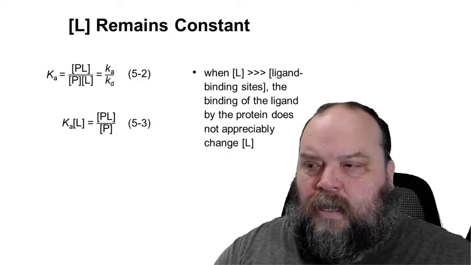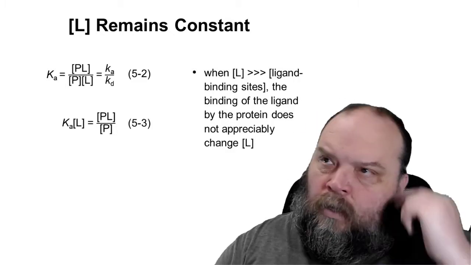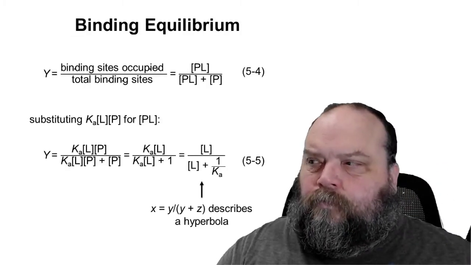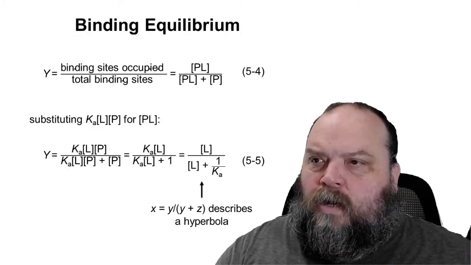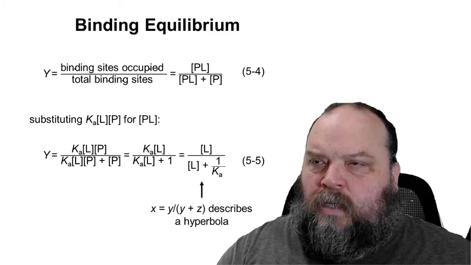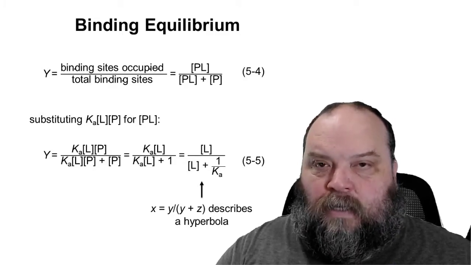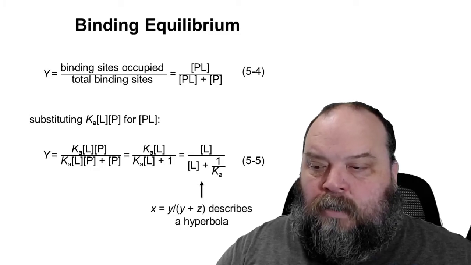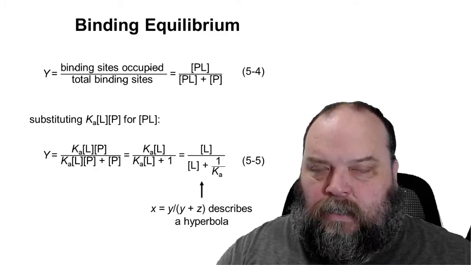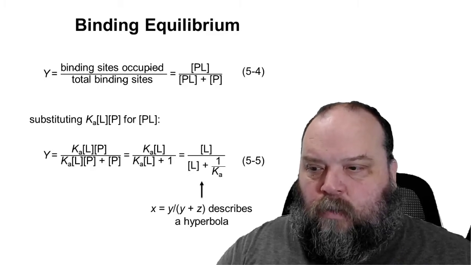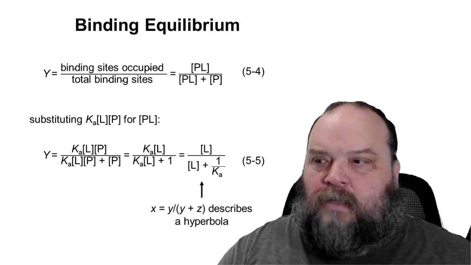So we need to keep an eye on that. So let's take this a step further. We want to know affinity, but we also want to know how this binding affects things. Does this binding change with changes in ligand?